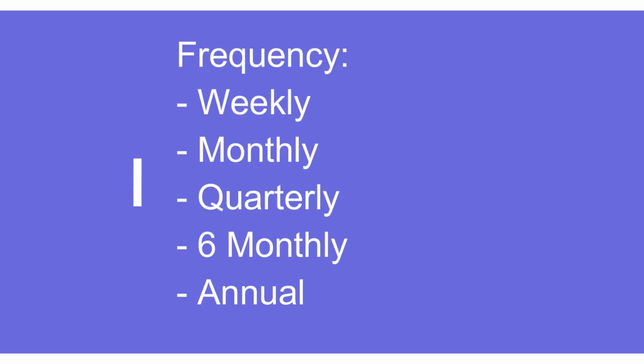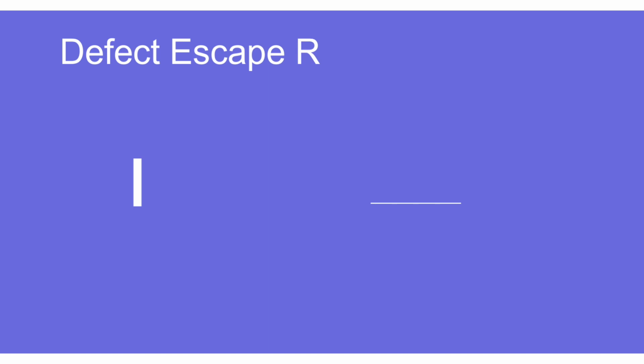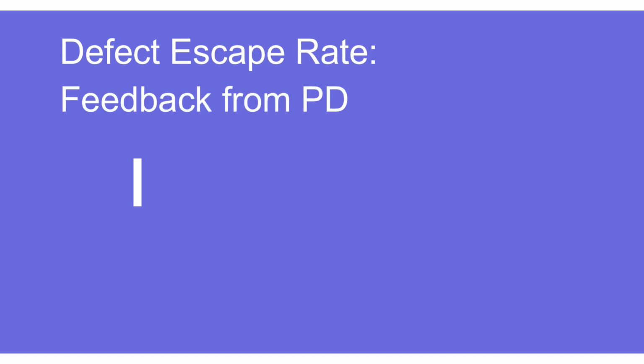So it can be weekly, monthly, quarterly, six monthly, annually. It entirely depends upon the criticality of the process. Another important thing here is that, apart from the result of the poison test, that how many inspectors have been able to identify good pieces from the bad pieces, another important thing is to identify the defect escape rate.